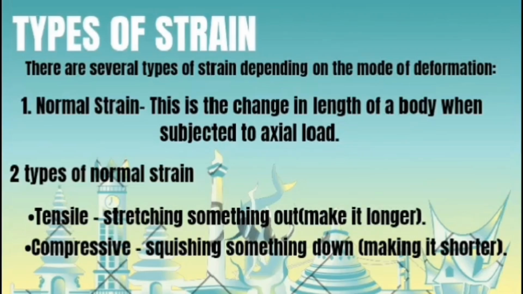Number 1, normal strain. This is the change in length of a body when subjected to axial load. There are two types of normal strain. The first one is tensile strain. Tensile strain is stretching something out, making it longer. And then the compressive strain is pushing something down to make it shorter.